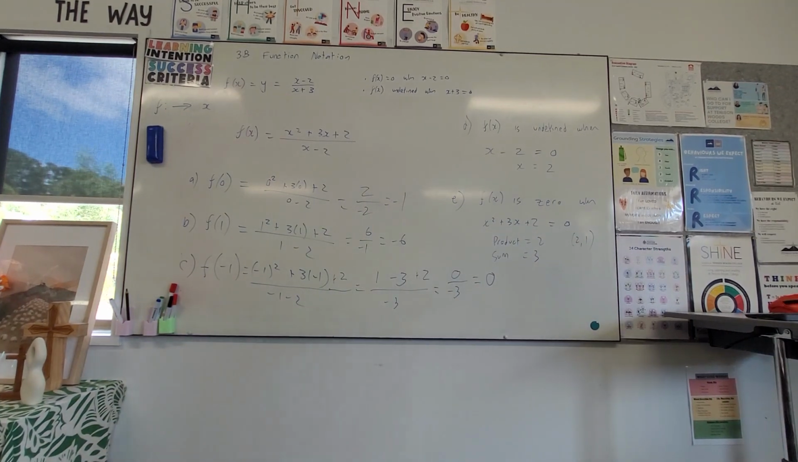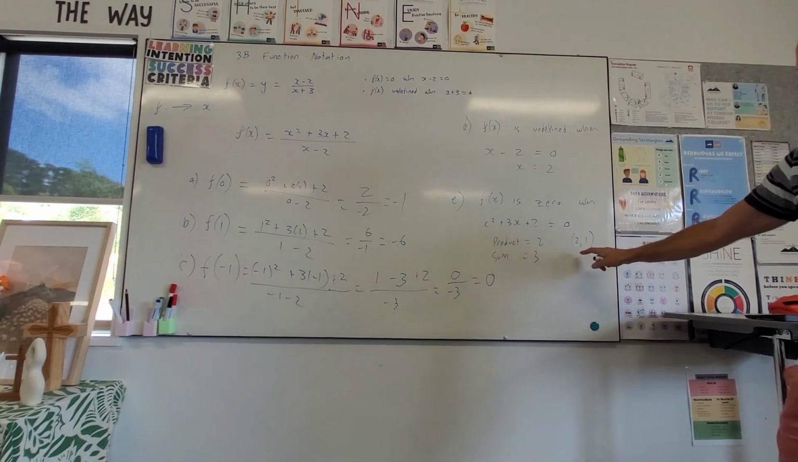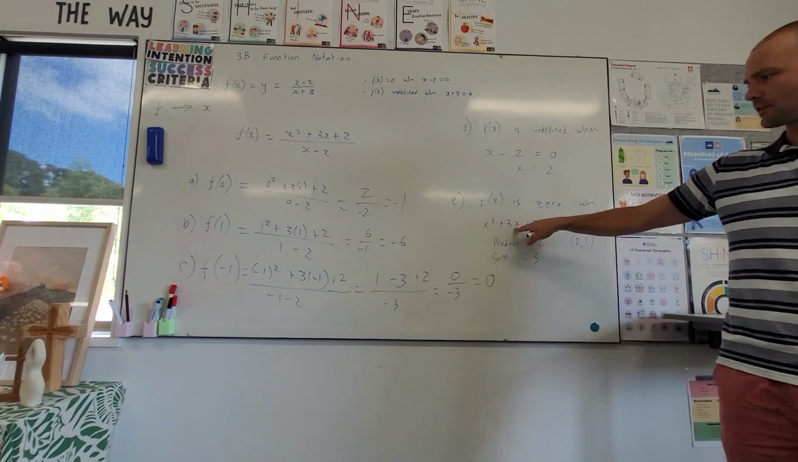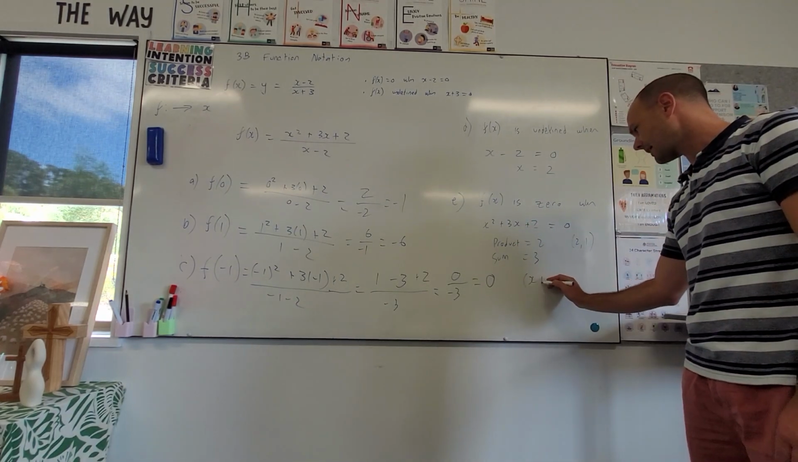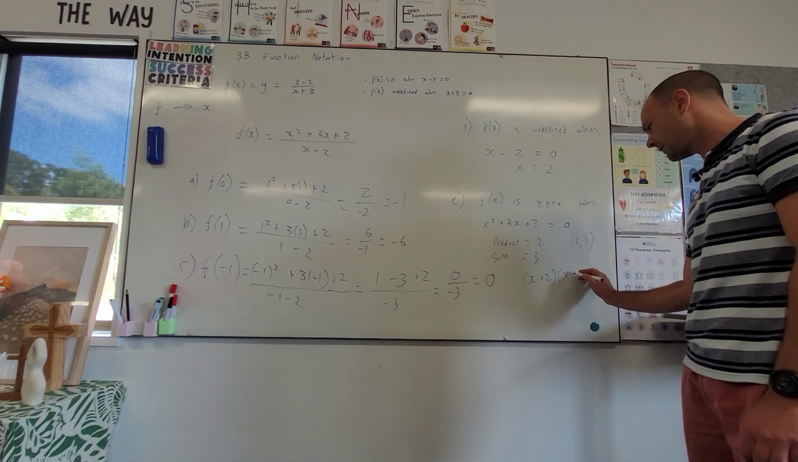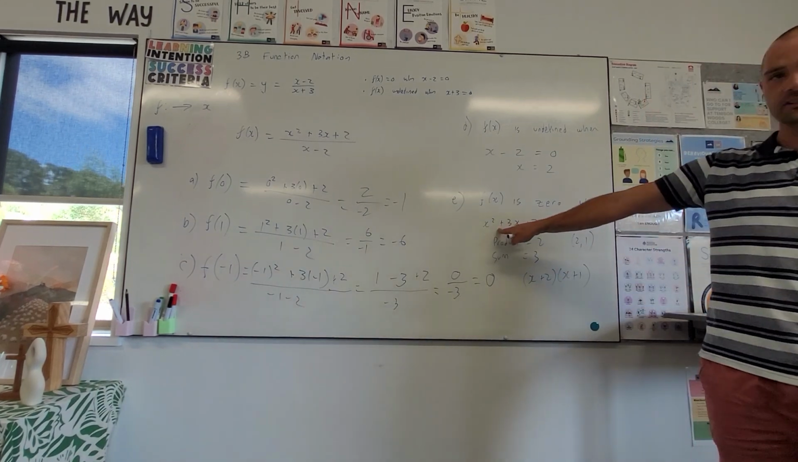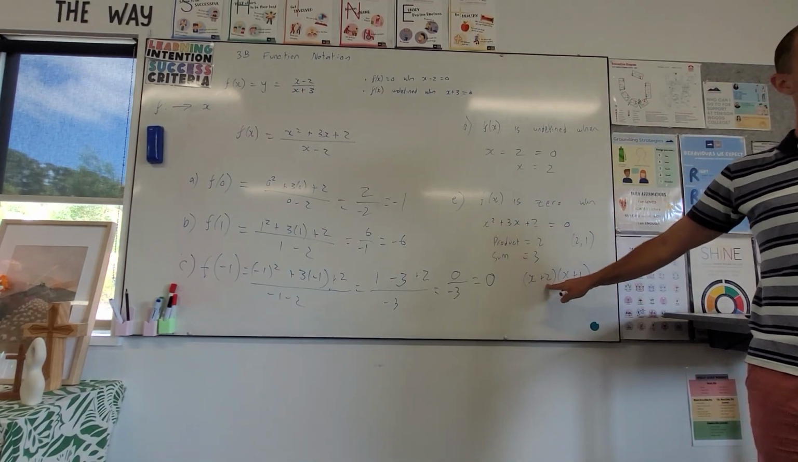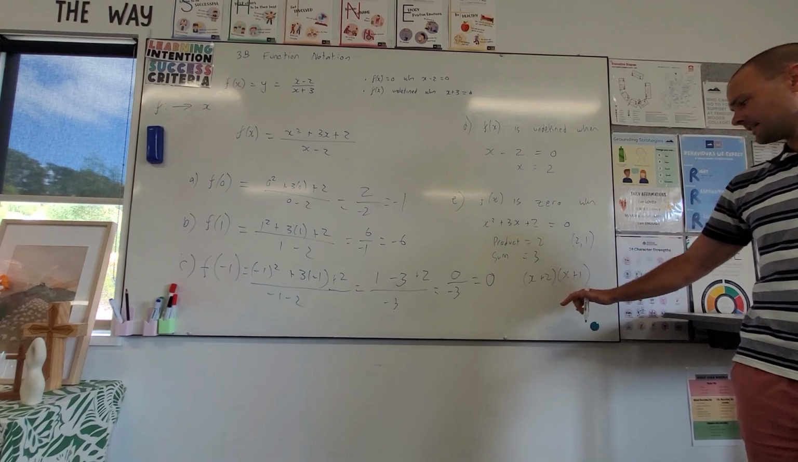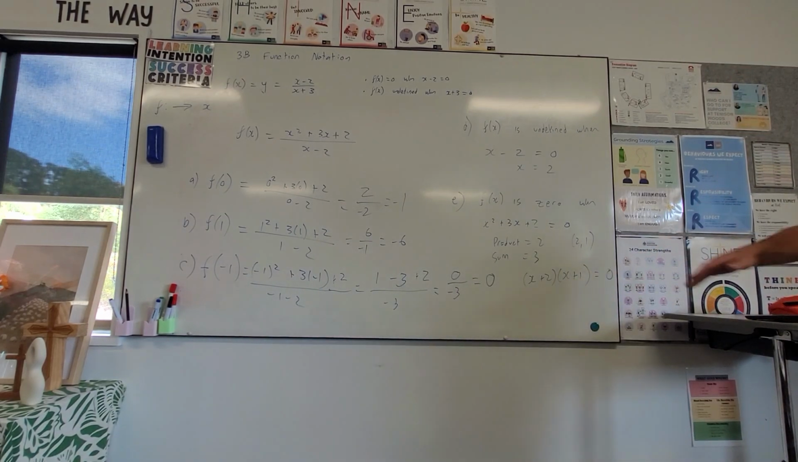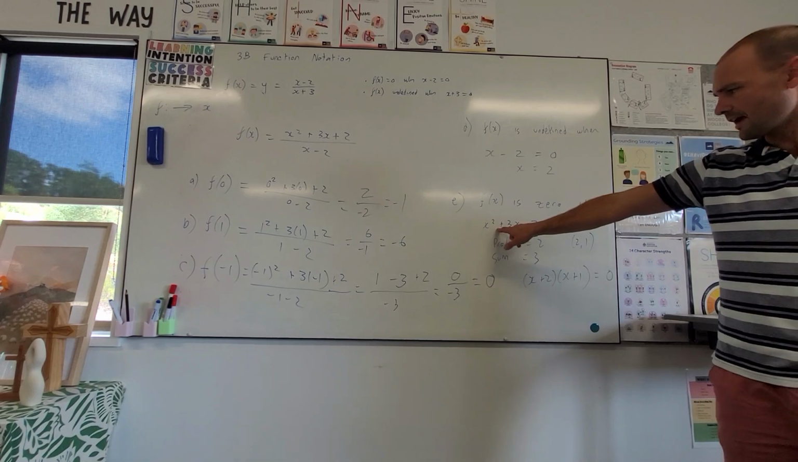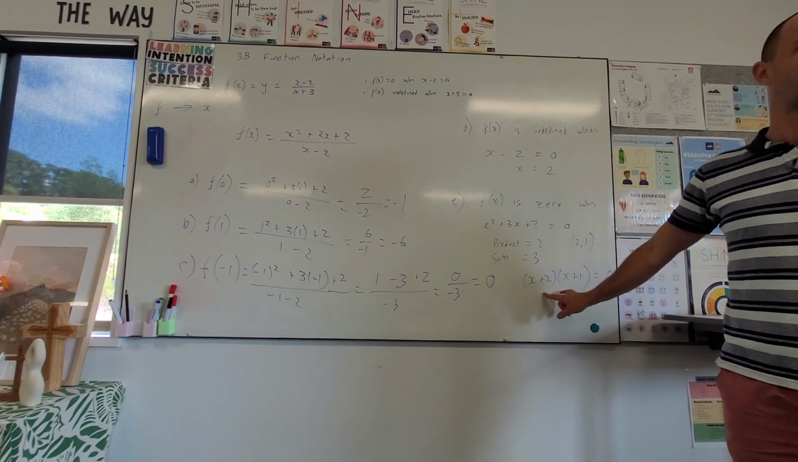2 times 1 is 2. 2 plus 1 is 3. So that means our factors are x plus 2 and x plus 1. We can factorize this quadratic into two linear factors. So all we've done is we've moved from there to there via factorization.